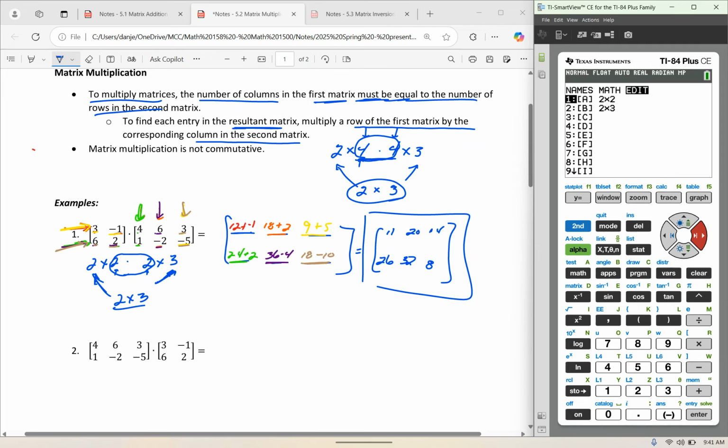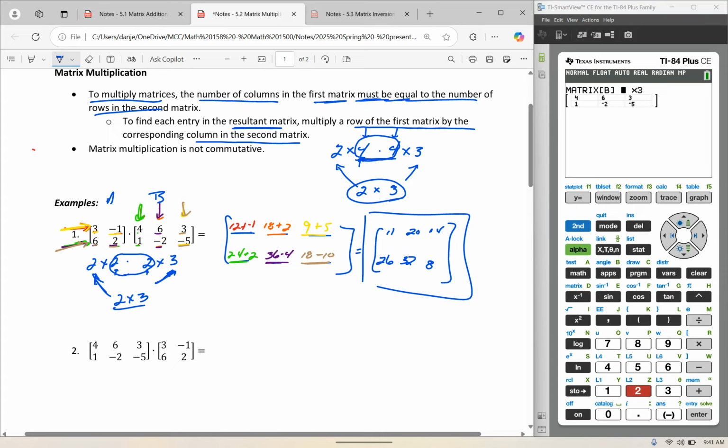I will tell you I've already entered matrix A, 3, -1, 6, 2 into my calculator. I've also already entered matrix B into my calculator, 4, 6, 3, 1, -2, -5. Let's quit out of here. To do the matrix multiplication, I simply need to select matrix A, times. I can press times, or if I don't, the calculator will interpret multiplication, A times B, and we get the matrix 11, 20, 14, 26, 32, 8. The same as what we had.